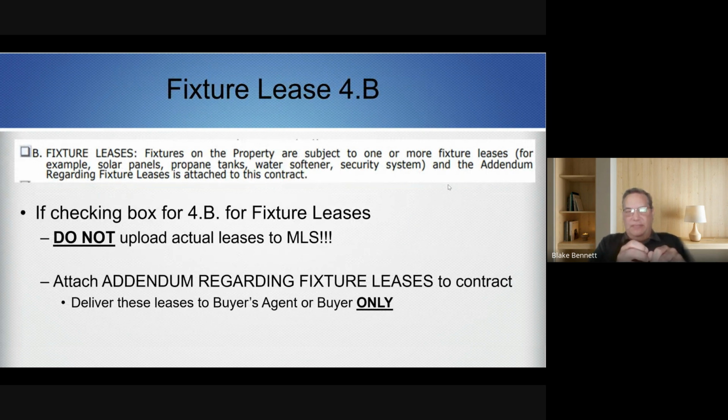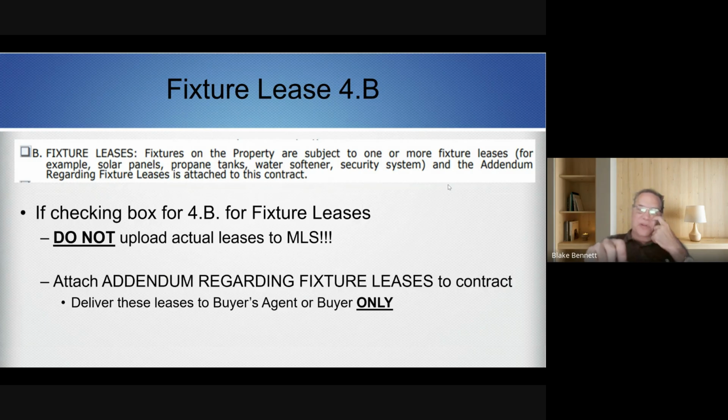Fixture leases. This is in 4B. If you're checking the box for 4B for fixtures, don't upload these. These can be solar panels, propane tanks, water softeners, security systems. Attach an addendum. I'm going to say for fixture leases, ask questions.